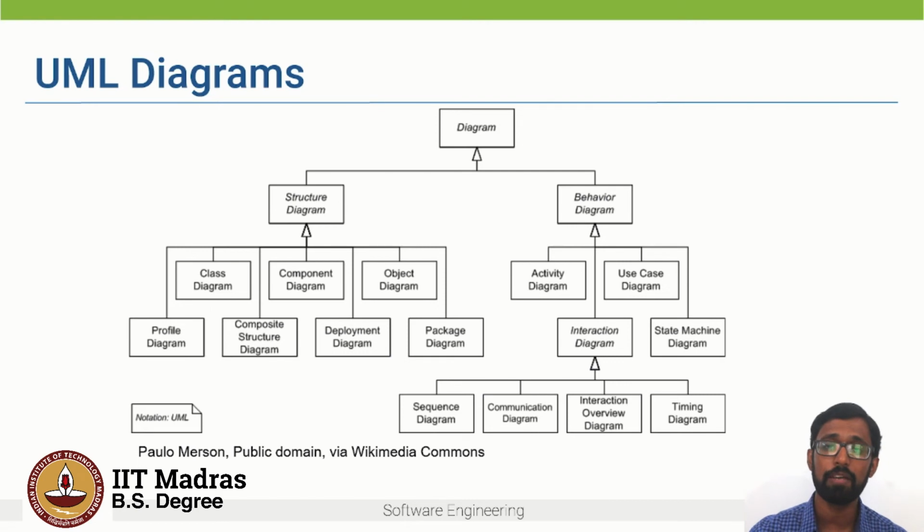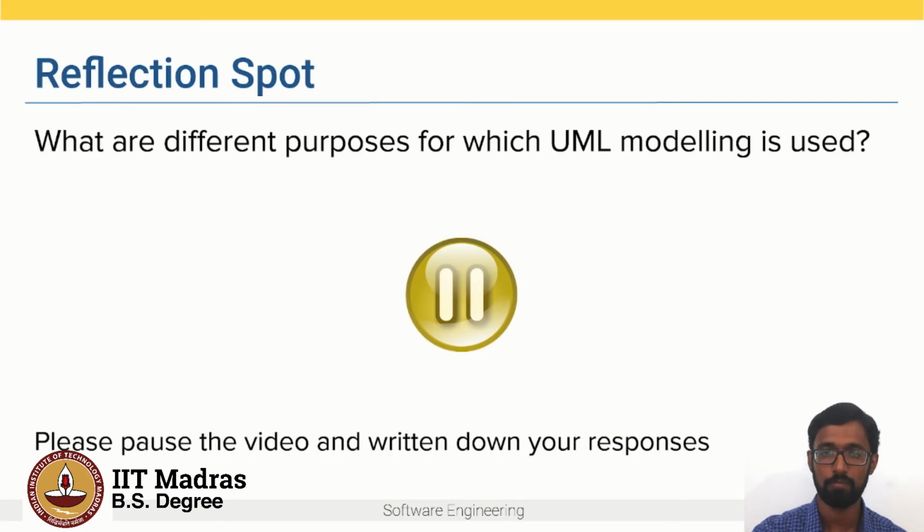So now that we have seen the different types of UML diagrams, let's reflect on the purpose of these UML diagrams, right? So what are the different purposes for which UML modeling is used? We saw that it is used to represent the high-level design of the system. But what purposes does it serve? You can pause the video here and think of different purposes before proceeding.